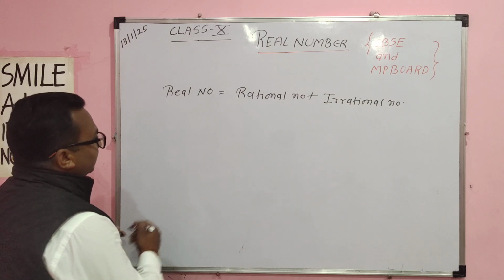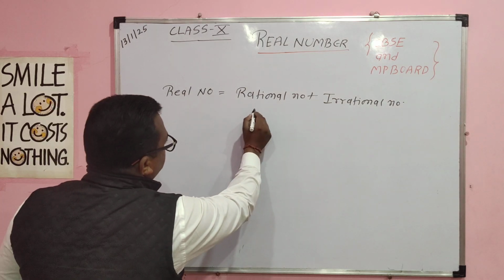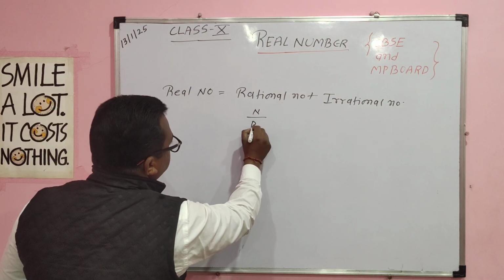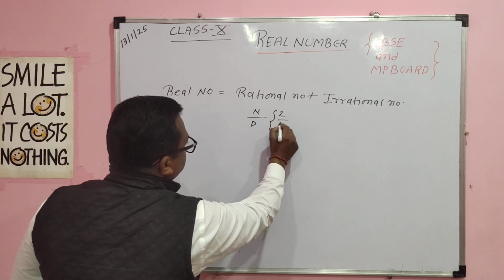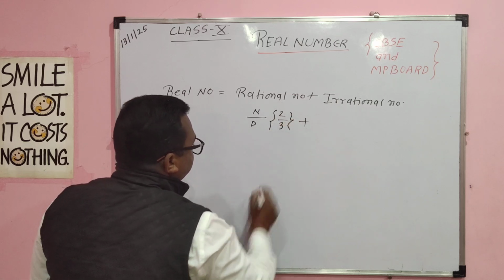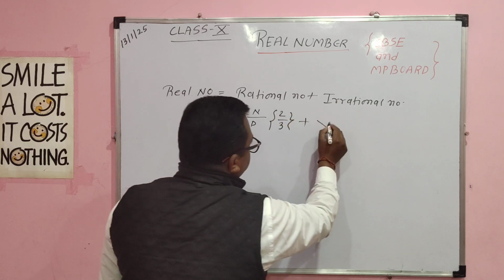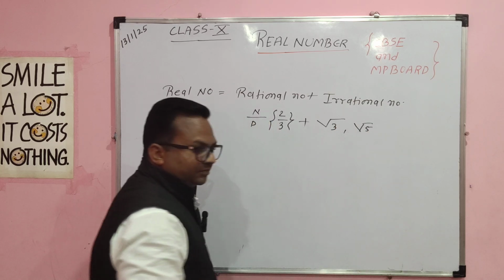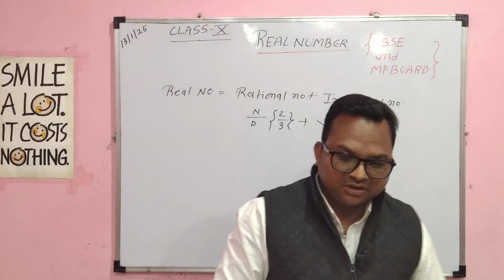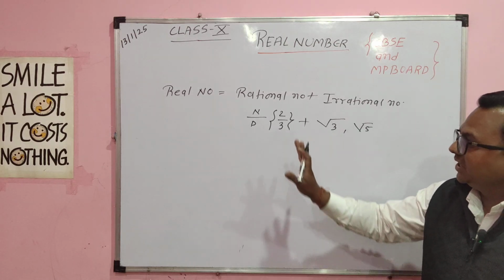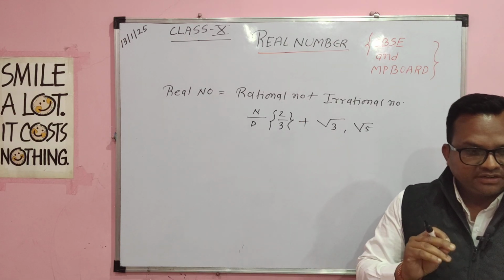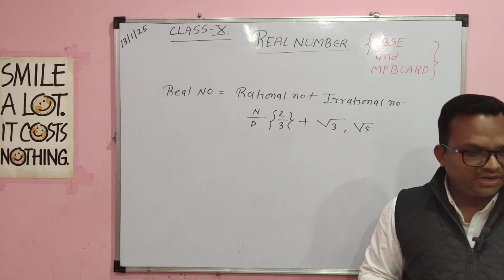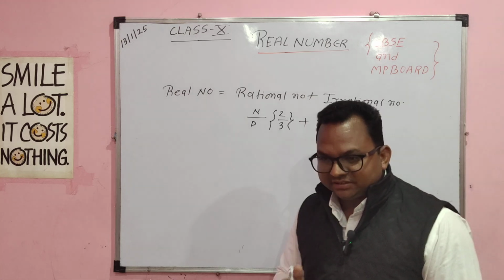Rational number. Rational number means what? A number in the form of numerator upon denominator, like 2 upon 3. And irrational number is a number in the form of a root, like root 3, root 5, etc. Yes and no? Understand or not? So generally the definition of real number is that real number is a combination of rational number and irrational number.